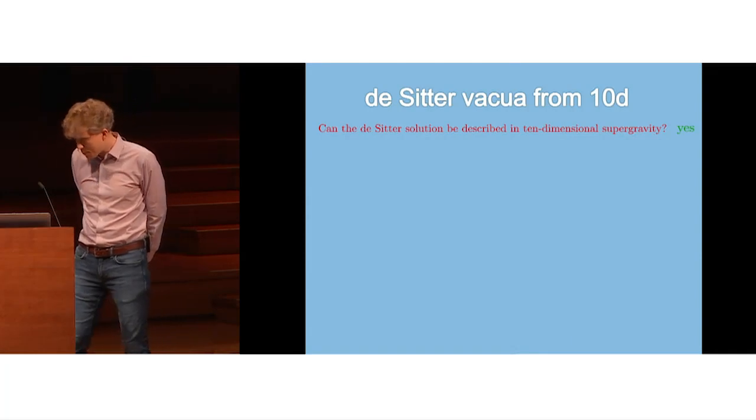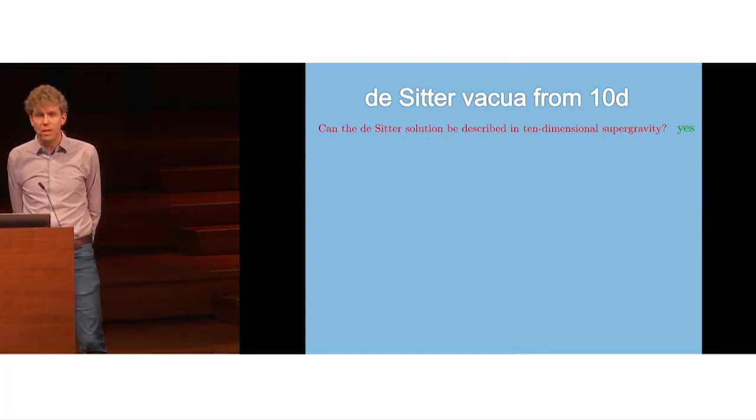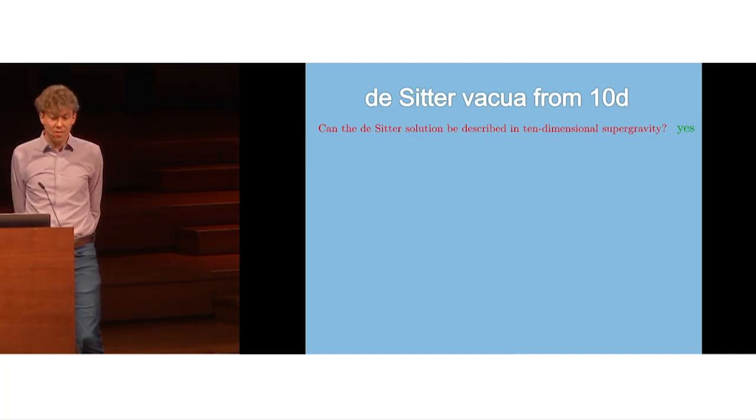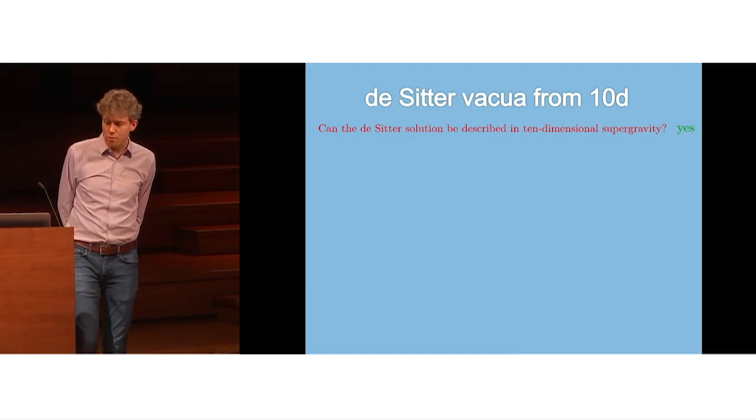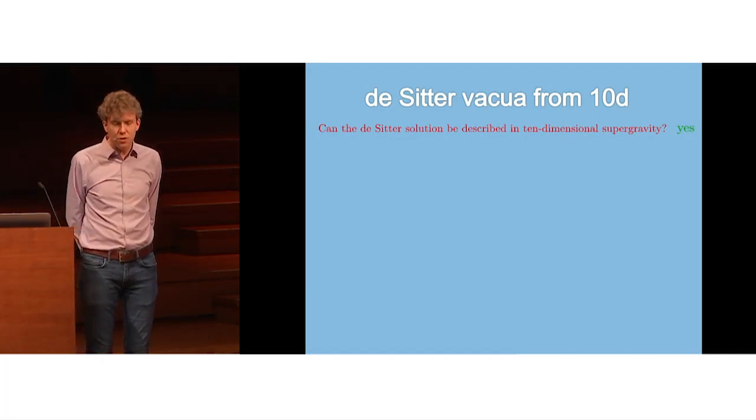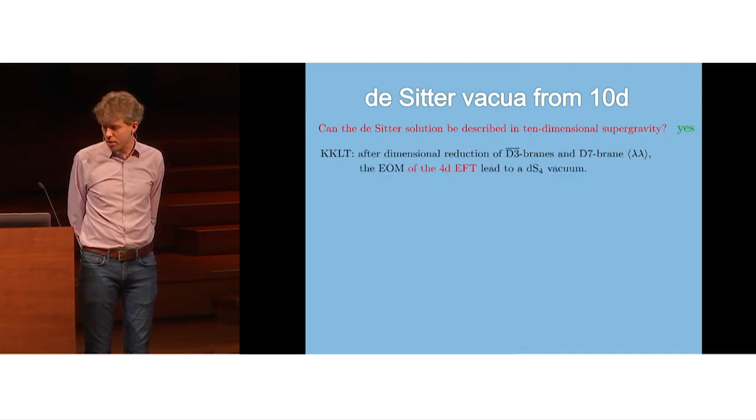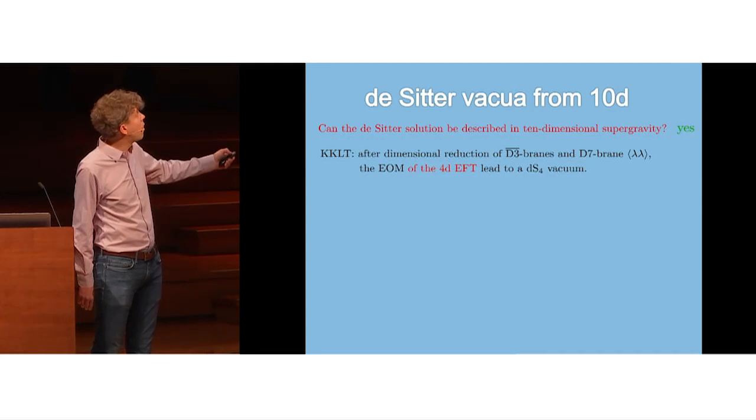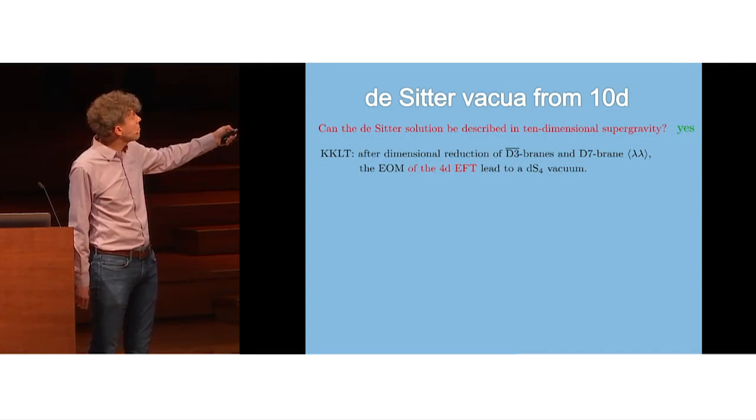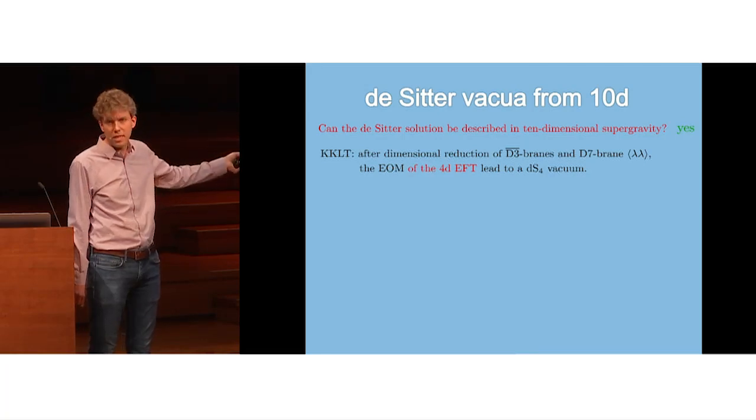The last thing I'd like to say about KKLT concerns a 10-dimensional description. Now, in some ways, this is optional. You don't have to ask, but you might ask whether de Sitter solutions of this form can be described in an intrinsically 10-dimensional manner. Remember that the construction that I just described involves beginning with 10-dimensional ingredients, antibranes, D7 branes, dimensionally reducing, studying the gaugino condensate superpotential in the 4-dimensional theory, and studying the equations of motion of the 4D EFT, and exhibiting a de Sitter vacuum.